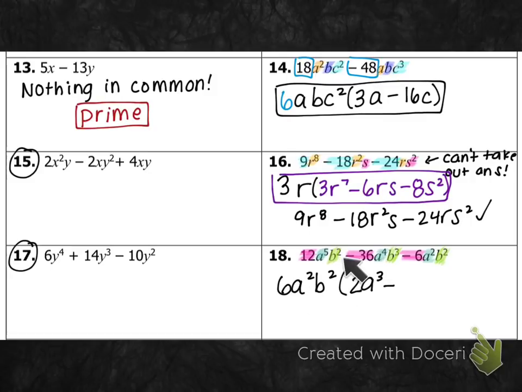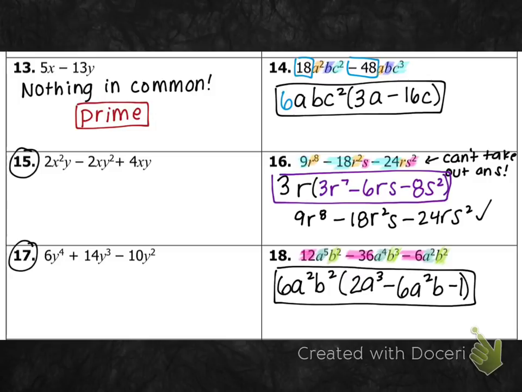Negative 36 divided by 6 is negative 6. A to the 4th divided by a squared is a squared. And we have b cubed and b squared, so we just have a b left. And then negative 6 divided by 6 is negative 1. A squared cancels out with a squared, and b squared cancels out with b squared, so that's it, just a negative 1.